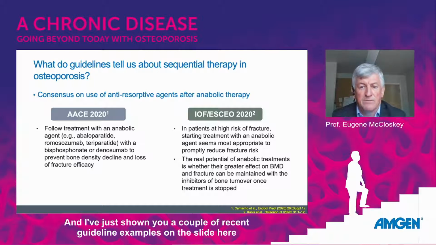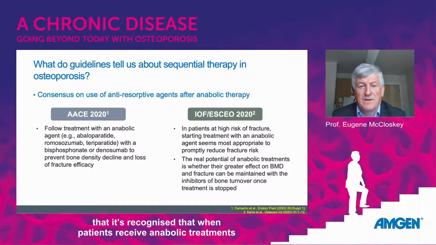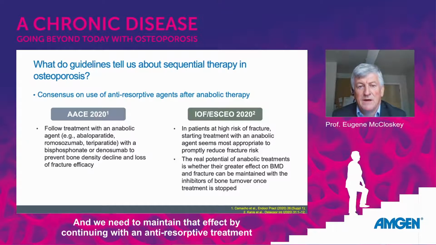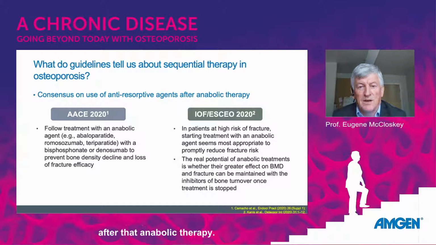And I've just shown you a couple of recent guideline examples on the slide here. It is recognized that when patients receive anabolic treatments for whatever duration that treatment is licensed for, then we know that the offset of effect is relatively rapid. And we need to maintain that effect by continuing with an anti-resorptive treatment after that anabolic therapy.